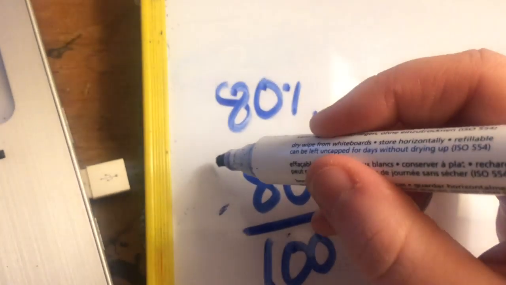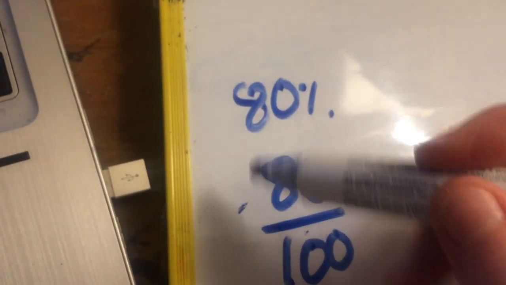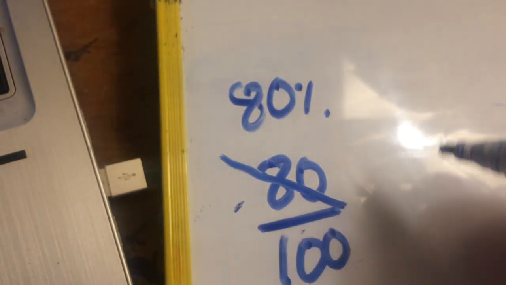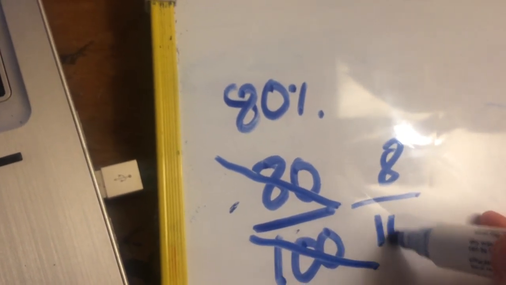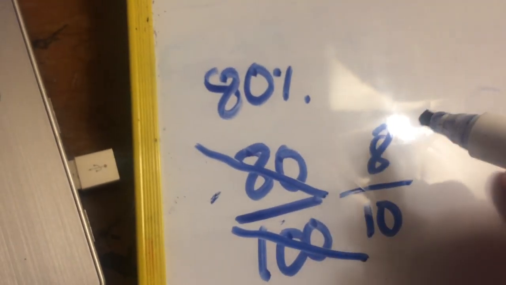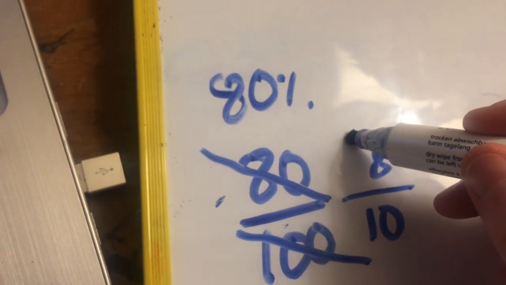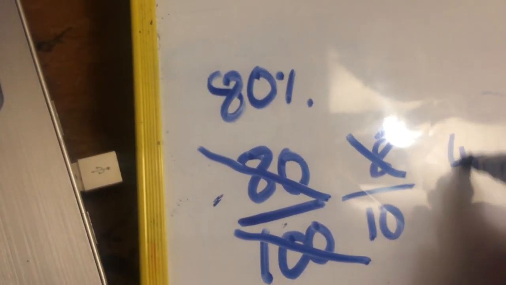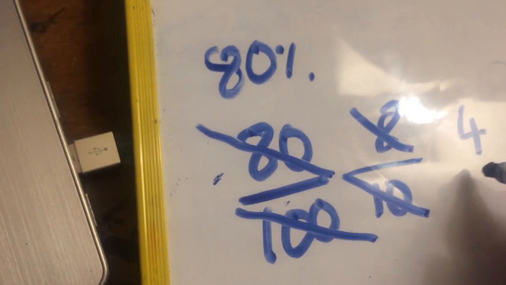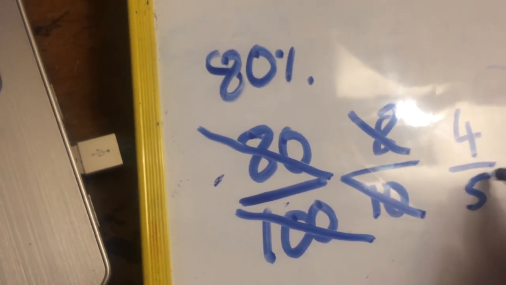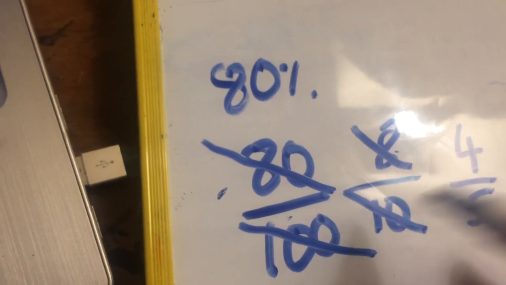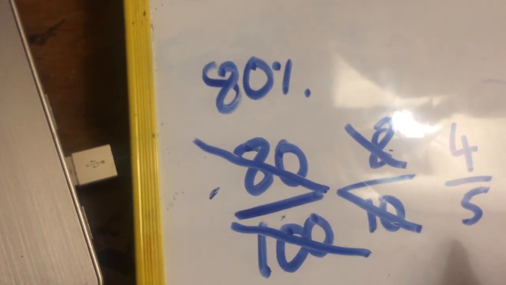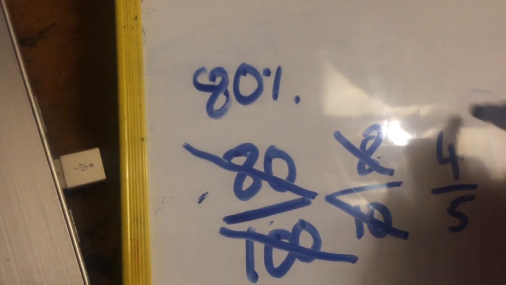But I can break that down. Whatever goes into the top, I can put into the bottom as well. So 10 into the top goes 8 times. 10 into the bottom goes 10 times. So can anything else go into it? So 2 into 8 goes 4 times. 2 into 10 goes 5 times. So 4/5 is the answer there.